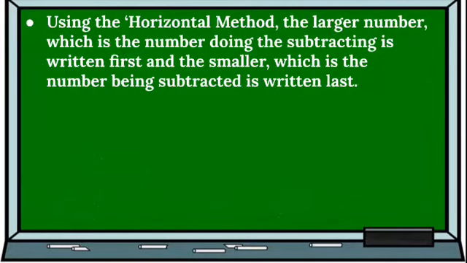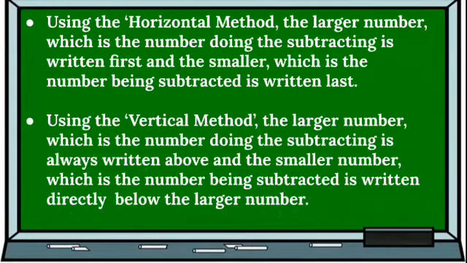Using the horizontal method, the larger number, which is the number doing the subtracting, is always written first, and the smaller, which is the number being subtracted, is written last. And using the vertical method, the larger number, which is again the number doing the subtracting, is always written above, and the smaller number, which is the number being subtracted, is written directly below the larger number.